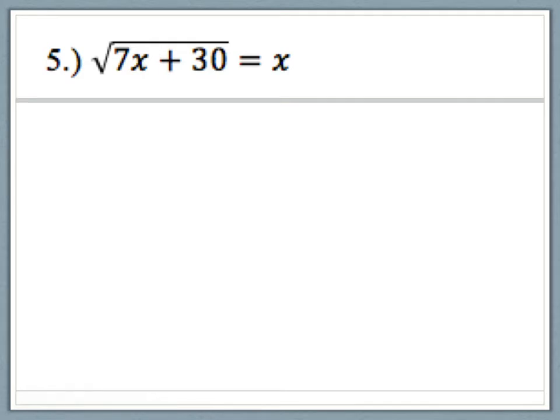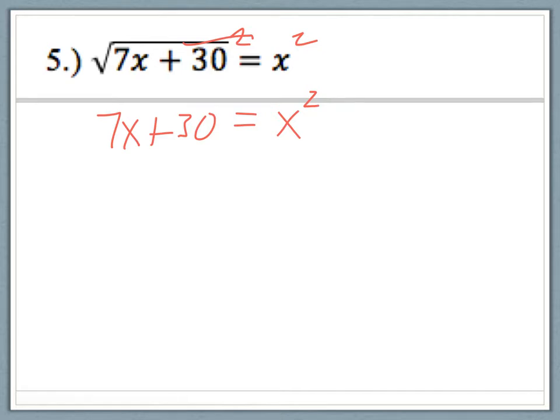Okay, so when we're doing this last problem, if you notice the square root's by itself, so I'm going to have to just square both sides. So when I do that, I get rid of this, and I end up having 7x plus 30 equals x squared. Now, when I notice I have an x squared, right away we have to realize the only way I can solve for a quadratic is by quadratic formula or factoring. For these ones, factoring is going to be the quick and easiest way to do that.